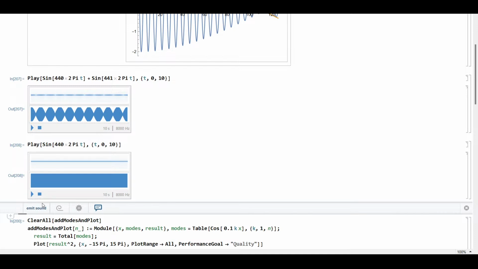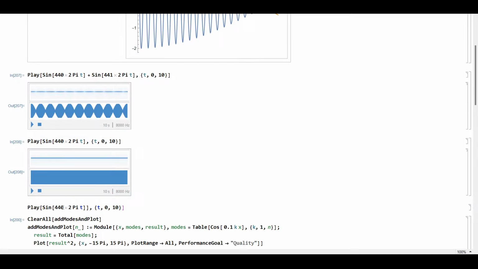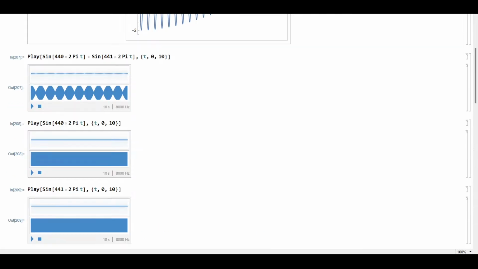And if I play 441 hertz, you are not able to actually distinguish between the frequencies because they are too close to each other. So if I increase the frequency quite a bit, let me make it 480 hertz, then you will hear the difference. See, this is a higher frequency, this 480 hertz.